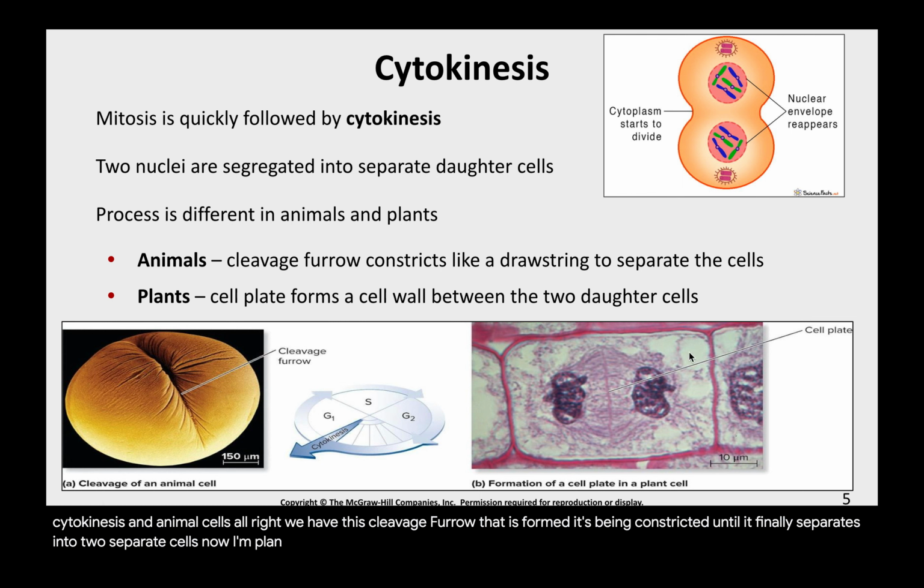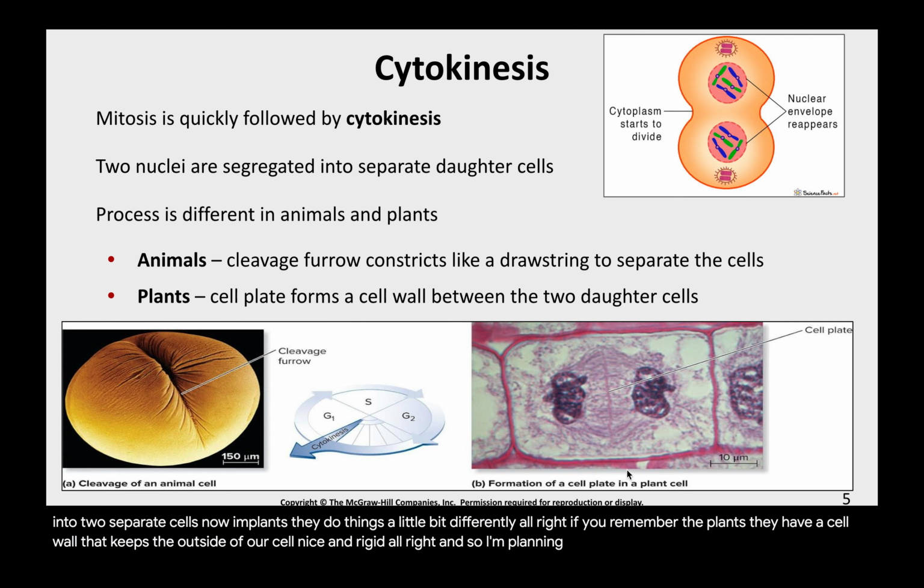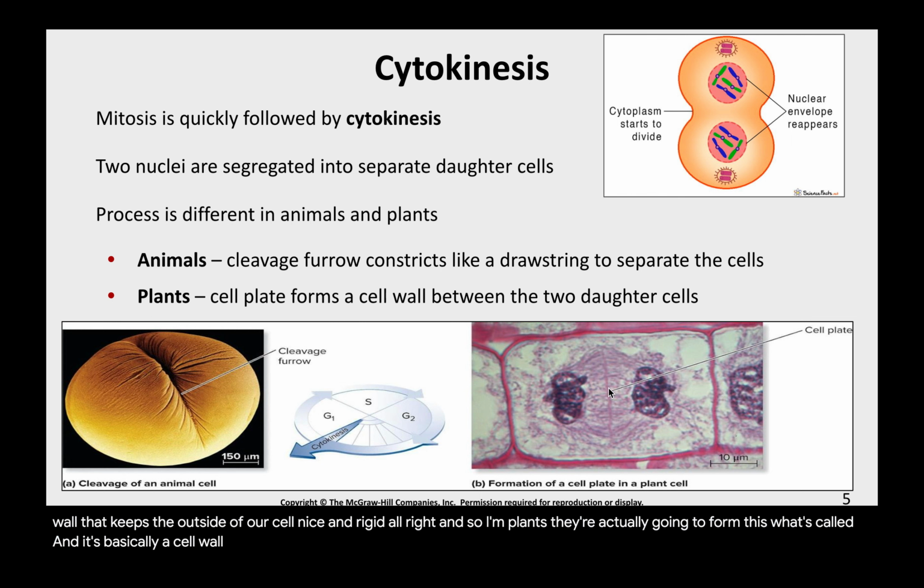Now in plants, they do things a little bit differently. Right? If you remember, plants have a cell wall that keeps the outside of our cell nice and rigid. Right? And so in plants, they're actually going to form what's called a cell plate. Right? And it's basically a cell wall that is forming in the middle of this one cell with 2 nuclei, and eventually will divide this larger cell into 2 daughter cells.